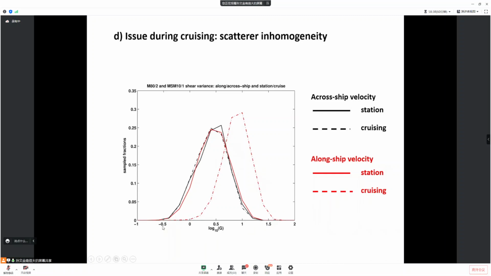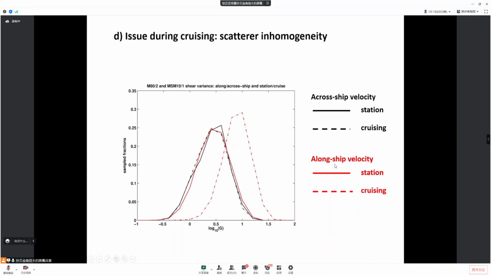So that's a histogram from 2 cruises, and it's the statistics of all the Garrett-Monk levels that we recorded, split up into a cross-ship velocity and a long-ship velocity, and split up into station, work, and cruising. And we see that all these distributions are very similar. So our cross-ship velocity doesn't care for station or cruising. It's always the same distribution.